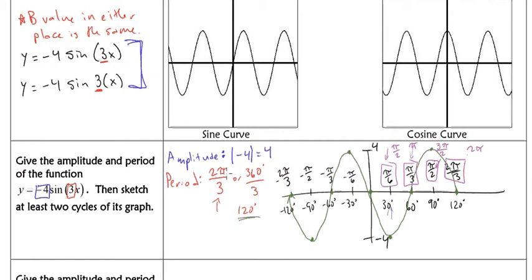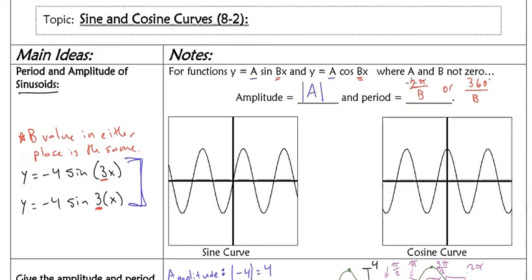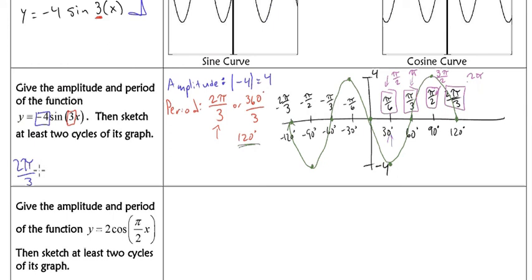We'll do 2 pi over 3. So we know the period is going to be 2 pi over 3, or 2/3 pi, because we went through and we found that out. Remember our formula here of 2 pi over b. Our b value is 3, so our period is going to be 2 pi over 3.